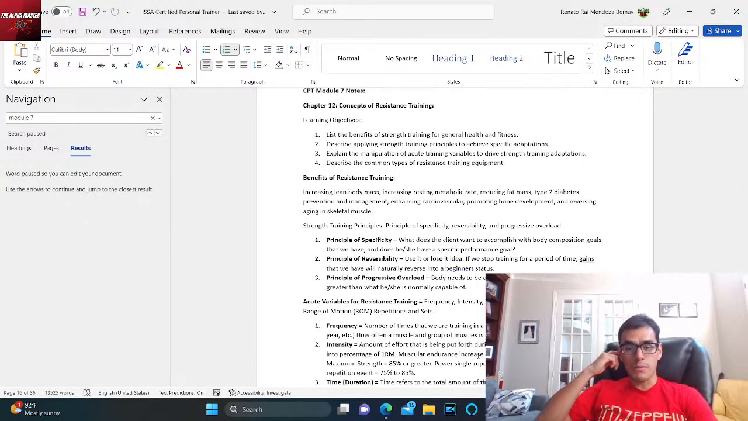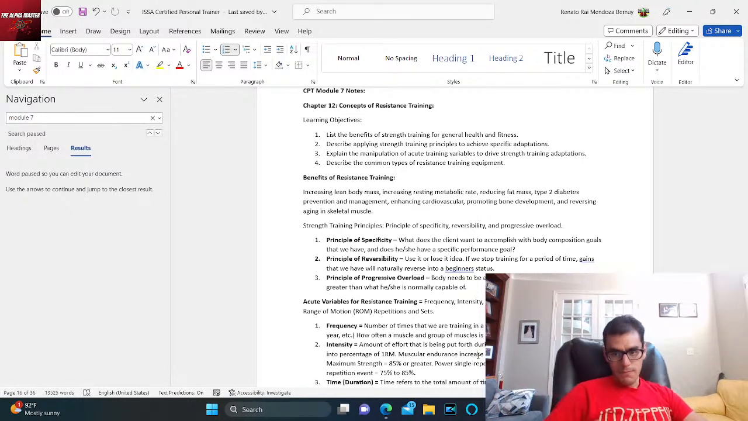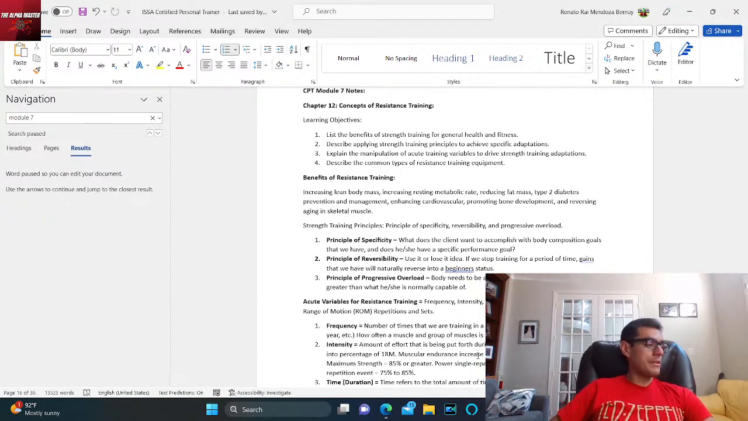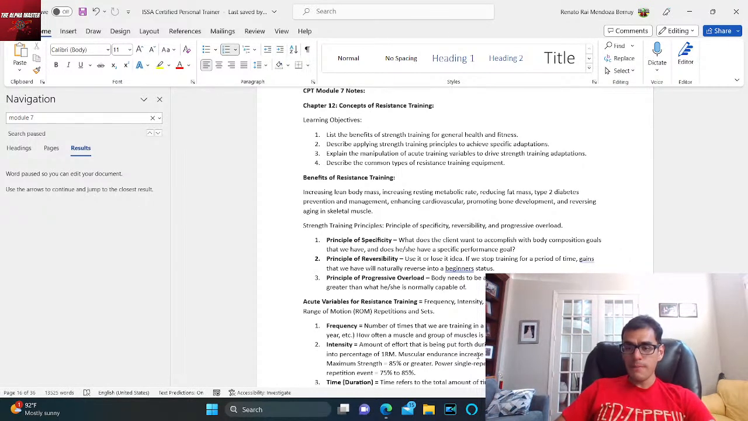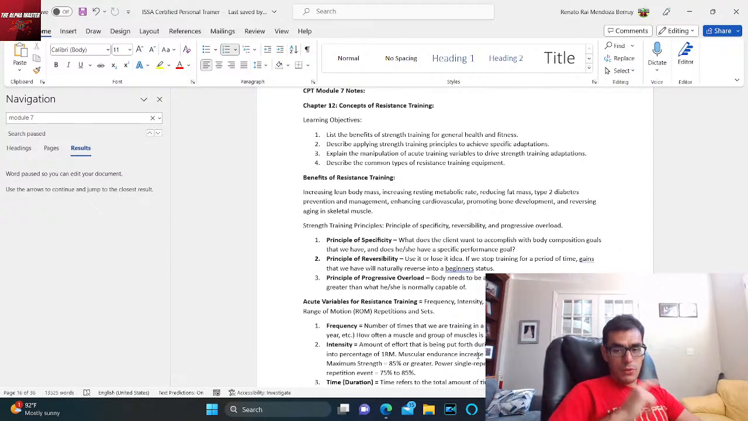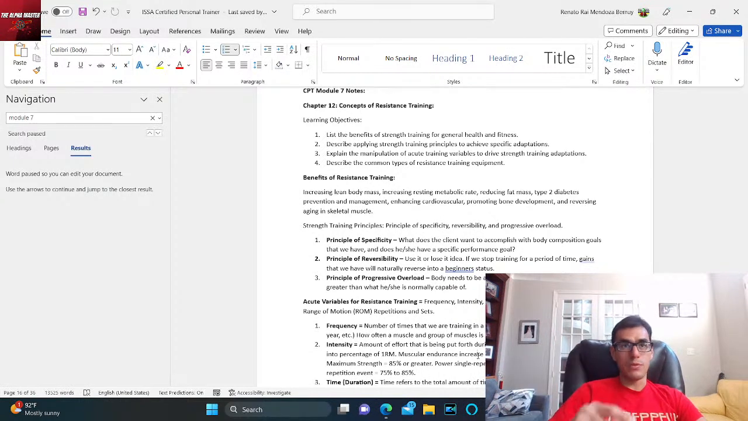Intensity is expressed as percentages of one repetition max. For muscular endurance, it is 67% or less. For hypertrophy, or muscle growth, it is 67% to 85%. For maximum strength, it is 85% or greater. For a power single repetition event, it is 80% to 90%, and for a multiple repetition event, it is 75% to 85%.